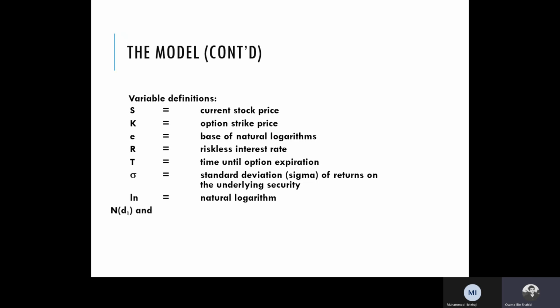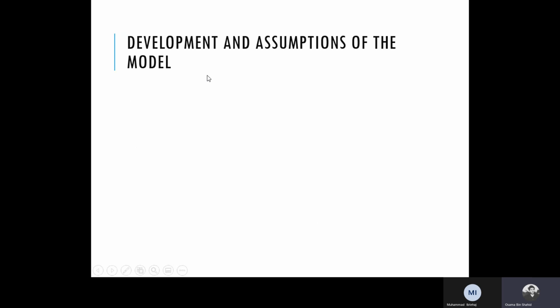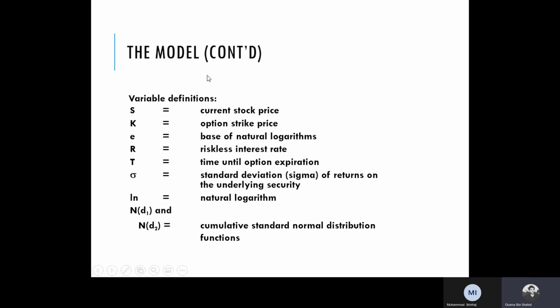ln, as we all know, is a natural logarithm. ND1 and ND2 are the cumulative standard deviations of the function. So we assume that the stocks will follow the normal distribution curve. As I have discussed before, the stock will follow the normal distribution curve.